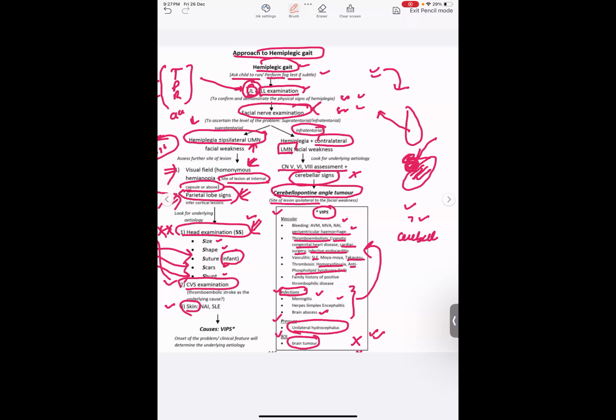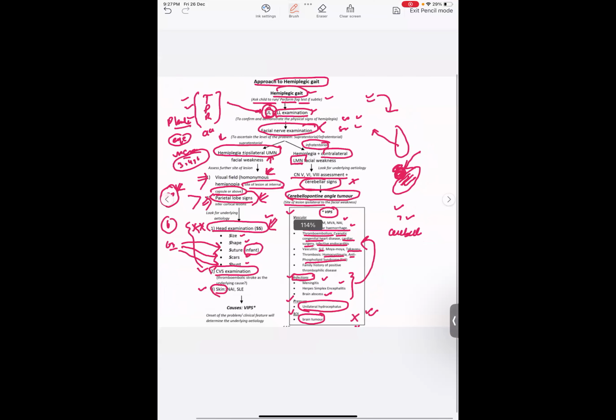Clear? Now, today you will memorize this approach. That is very important. Approach to hemiplegia: crossed or uncrossed. In the crossed, you have to see the cerebellar signs. In the uncrossed hemiplegia, you will go for CNS examination, definitely examine both the head, your CVS, and skin examinations.